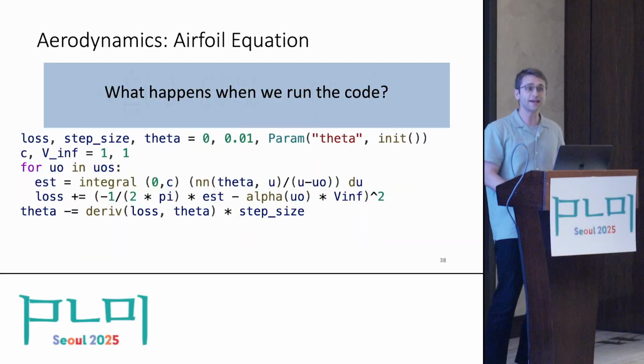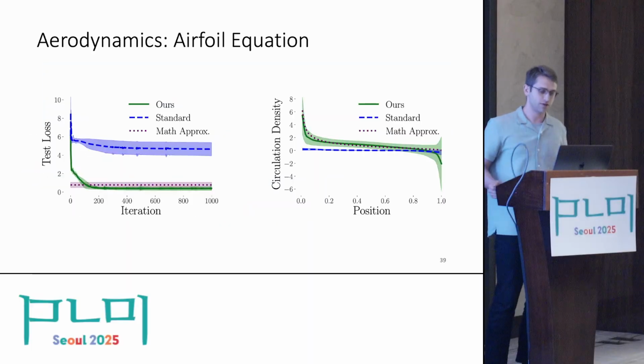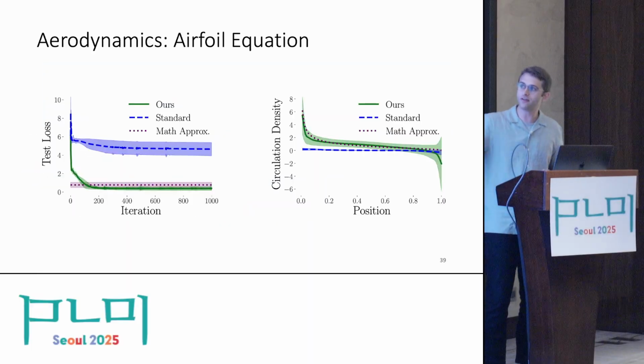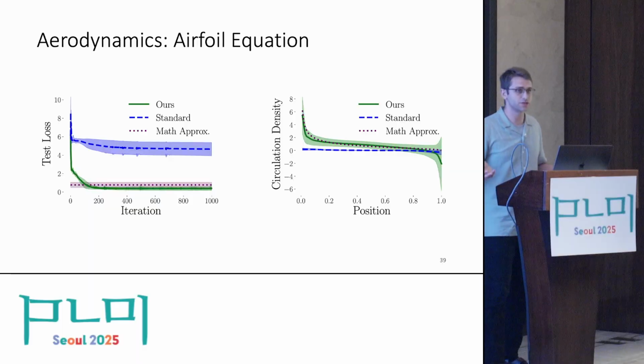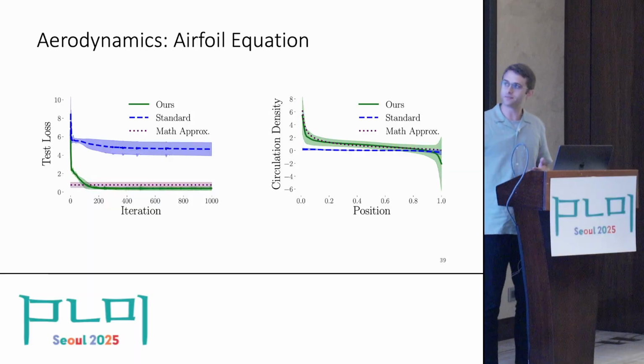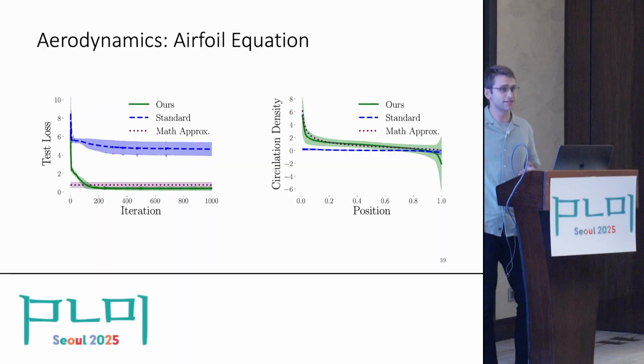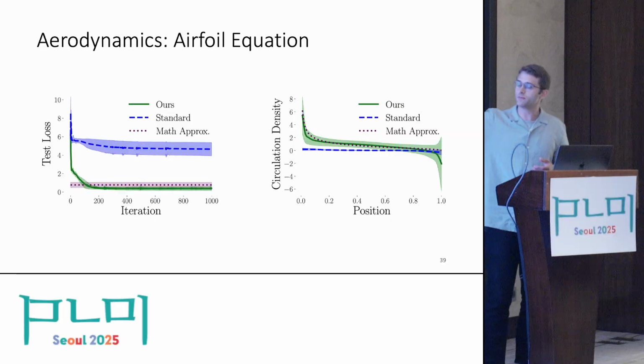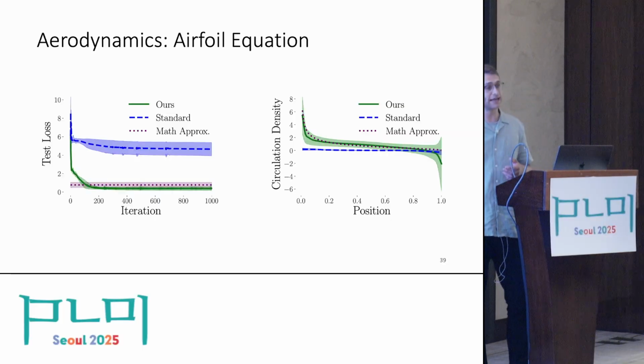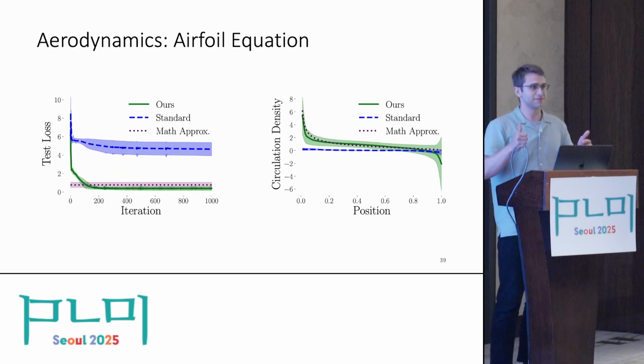And then you might ask, what happens when we run this code? Well, you have loss that converges. And if you were to do something like Monte Carlo integration on this problem, you would get a bad answer. And then you can look at the final circulation density in this problem, and you can see it matches the by-hand math approximation you can do pretty closely, which means that it's doing something sane.